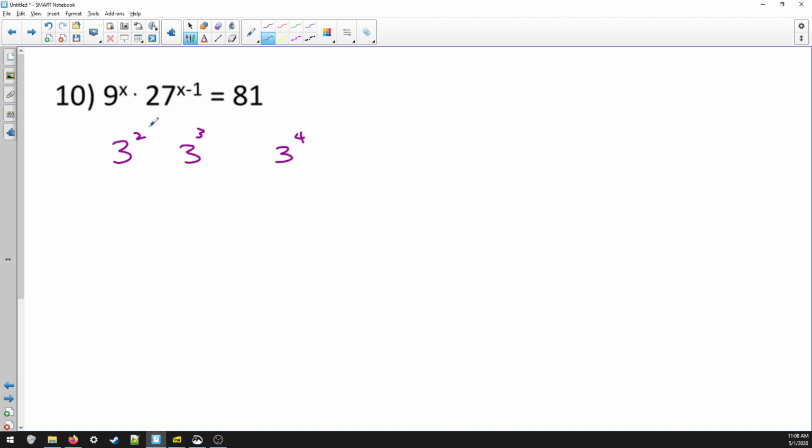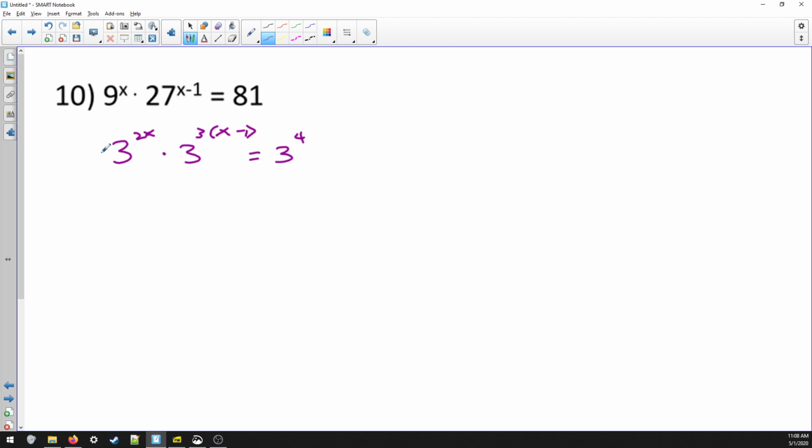Okay, and then I'm going to remember that if there's already a variable there, I'm going to attach it. So this one's just going to be 2 times x. This one is going to be 3 times x minus 1. Okay, and then 4 didn't have a 1, so I'll leave that one alone. Okay, so now my problem looks like this.